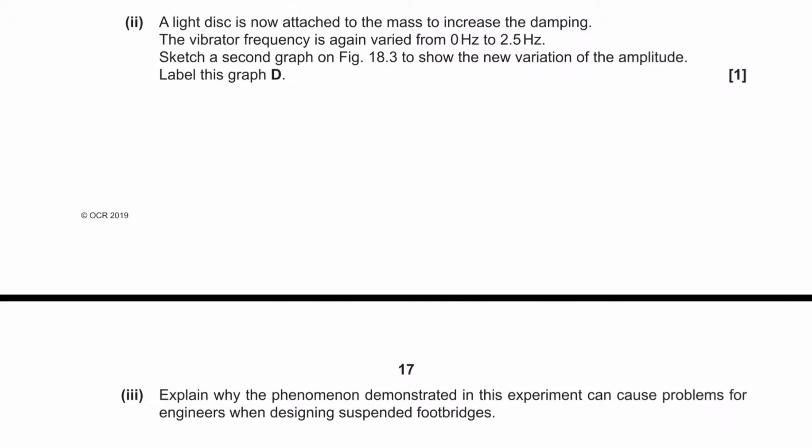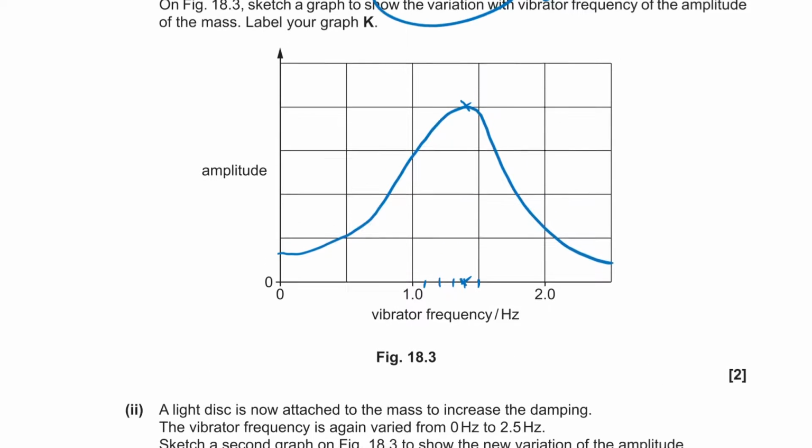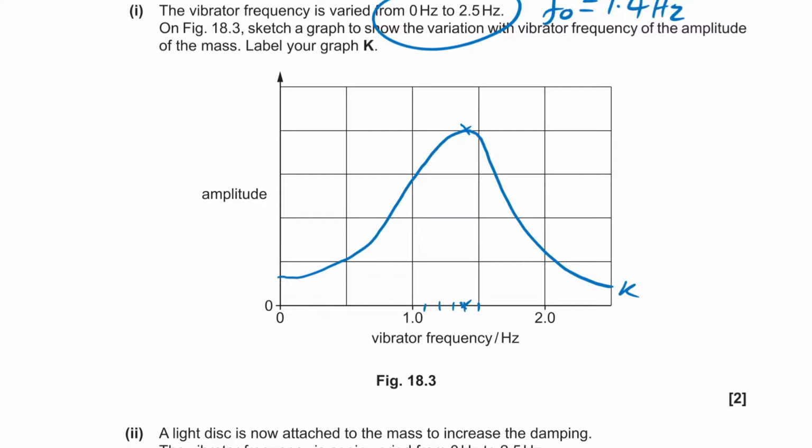There we go. A light disc is now attached to increase the damping. The vibrator frequency is again varied. Sketch a second graph to show the new variation of the amplitude. Label this graph D. So we end up with the graph being shifted slightly to the left, and also because of the damping we have a lower amplitude as well. So something like this.